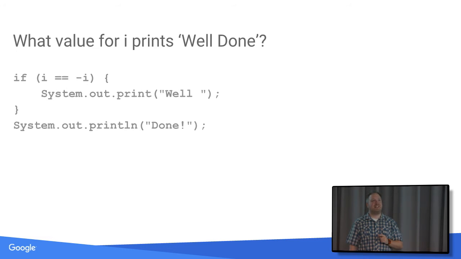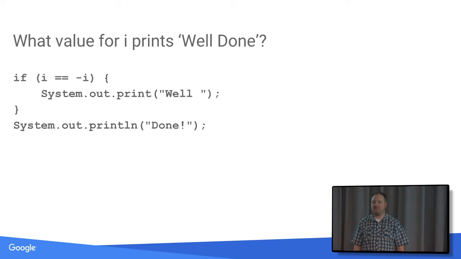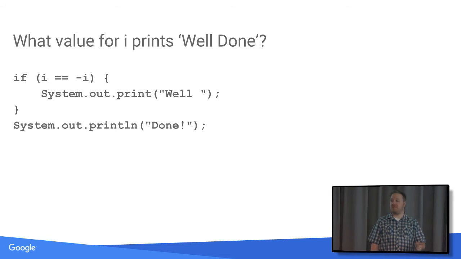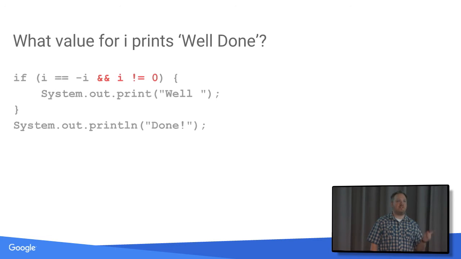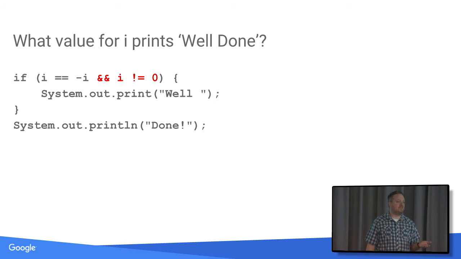Ignore that. Can anybody give me a value for I that makes this statement true? What value is equal to its own negative? 0. I heard 0. Very well done. Not every quirk is a trick. In all these languages, 0 works. But is there a value for I that's not 0 that is also true?